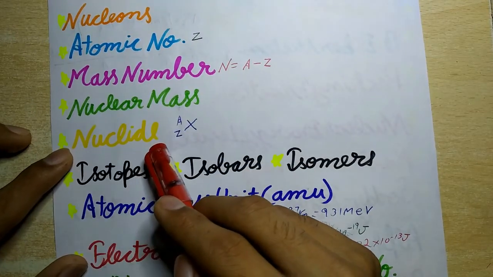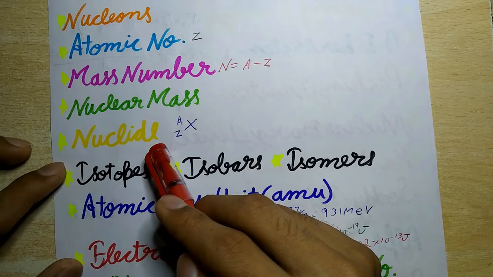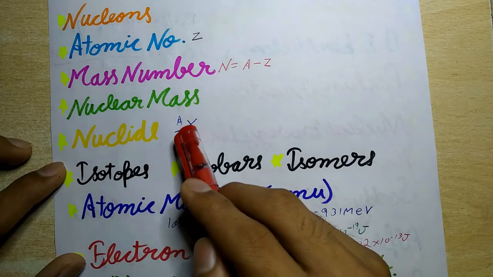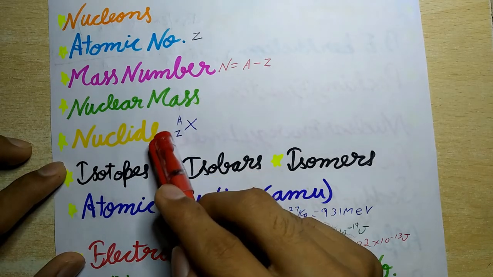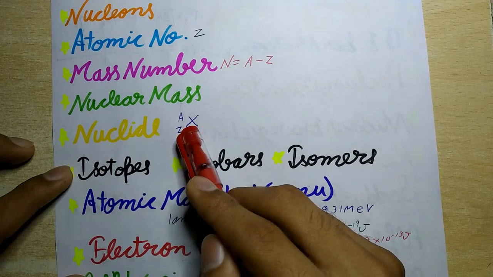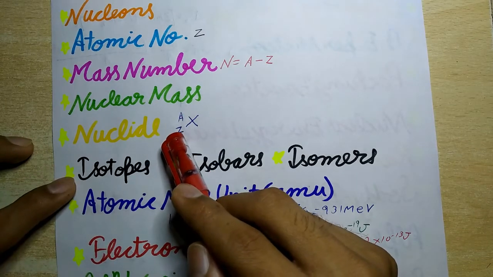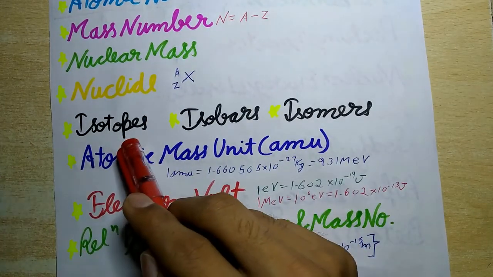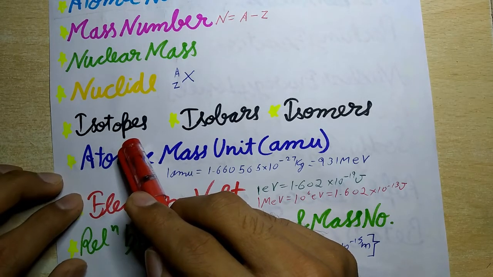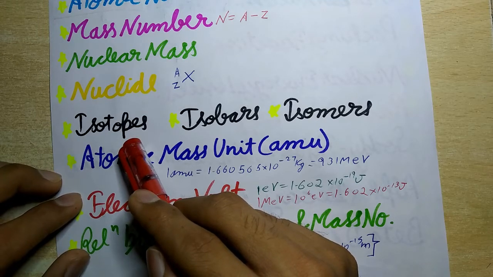Next is nuclide. A nuclide is a specific nucleus of an atom characterized by its atomic number Z and mass number A. It is represented as X with A above and Z below, where X is the chemical symbol of the element, Z is the atomic number and A is the mass number. Now next is isotope. The atoms of an element which have the same atomic number but different mass number are called isotopes.